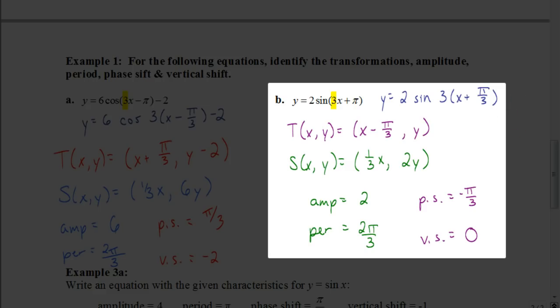The scale change is that, well, they take the reciprocal of 3, it would be 1/3. And the y, since the y is already by itself, we just use the 2, so it would be 2 times y. So your amplitude would be 2, your period again would be 2 pi over 3, because it's 1/3 of the original period, which would be 2 pi. 1/3 of 2 pi is 2 pi over 3.